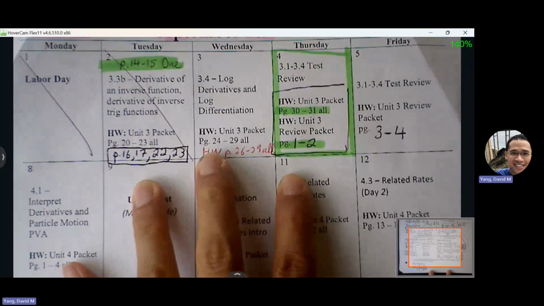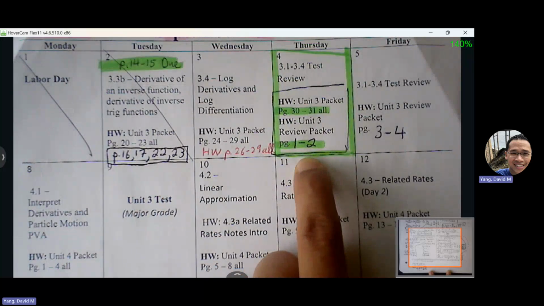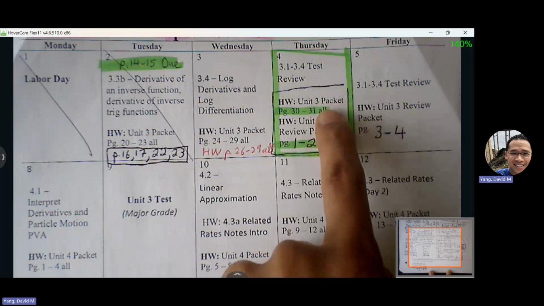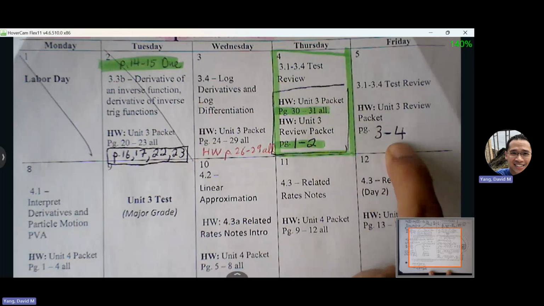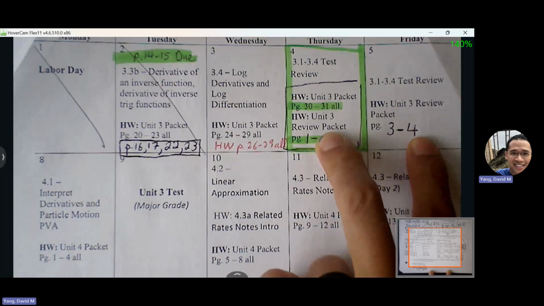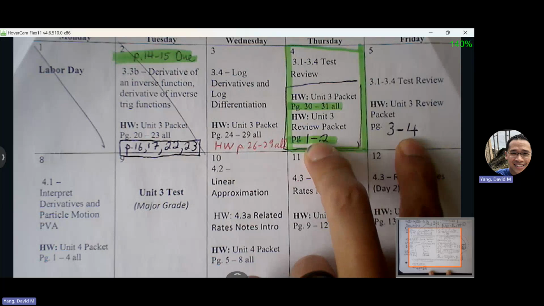All right, so your homework is to finish page 1 and 2 of your review packet. I also want you to go back and finish the unit 3 packet, pages 30 and 31. And then tomorrow we'll work on pages 3 and 4. If we finish that, I'll come up with some more practice problems we can do. So I think between today and tomorrow, hopefully you'll feel relatively ready for your test.